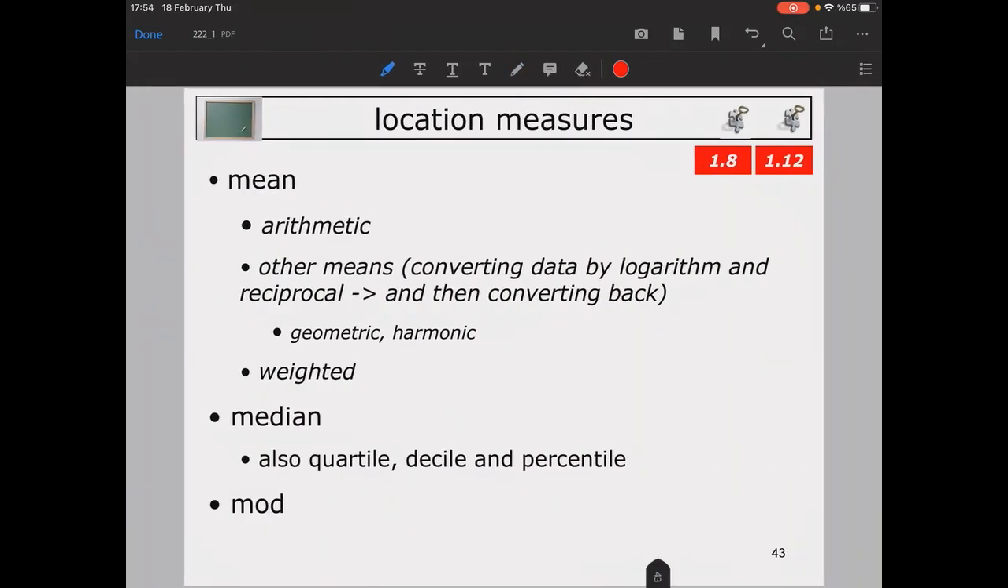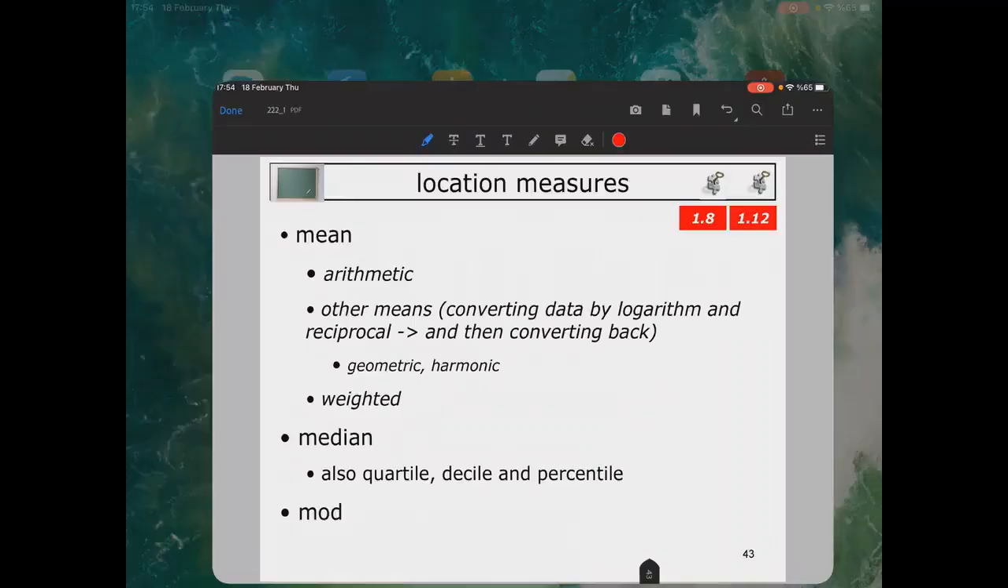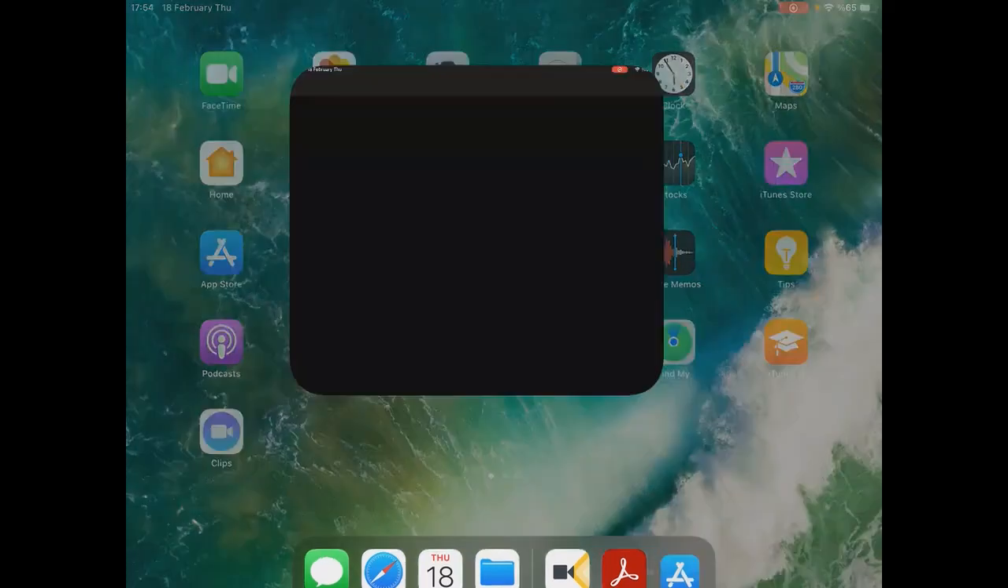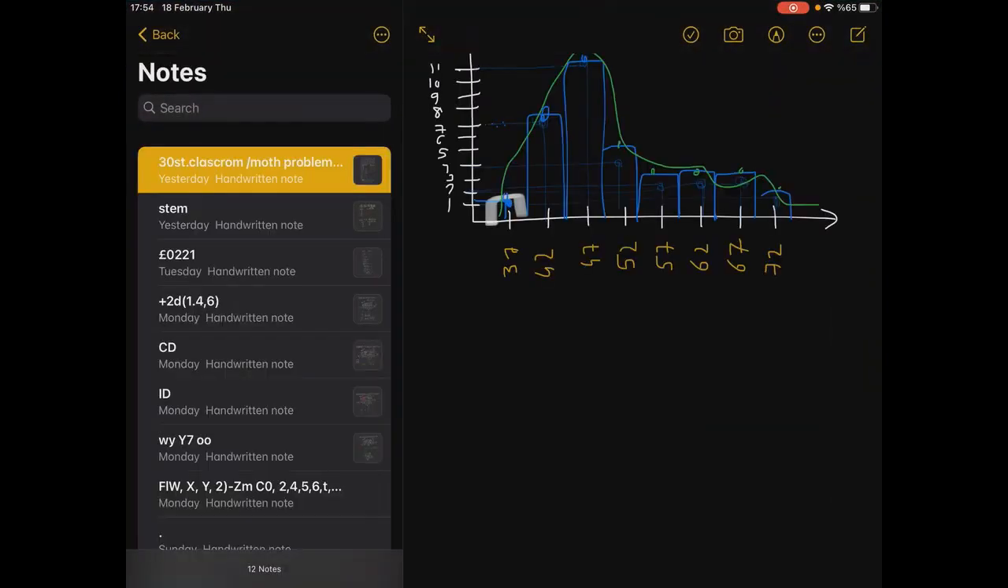The first one is the mean. There are different ones like geometric, harmonic and weighted mean as well, but let's start with the arithmetic mean. What we have here is just the most popular one.